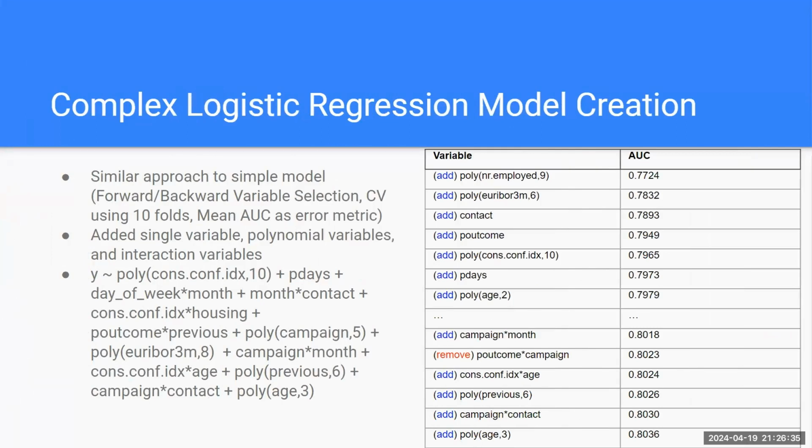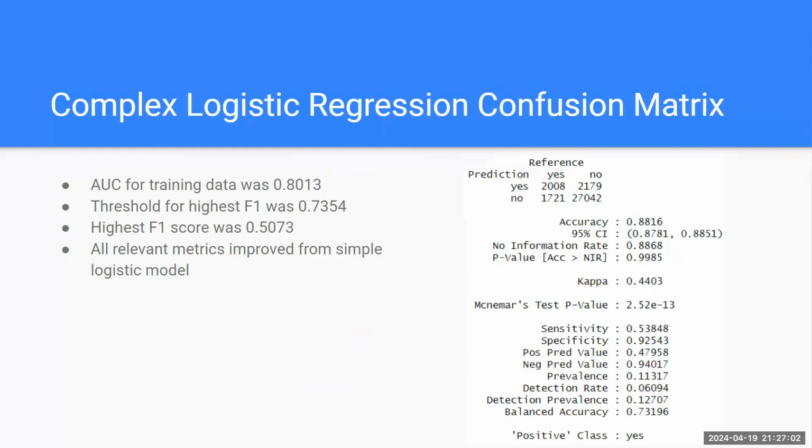For the complex logistic model, we used a similar approach, forward and backward selection, trying to maximize mean AUC for the cross-validated data sets. The final model that we chose was pretty complicated, with several polynomial terms, several interaction terms, and one single variable term. Looking at the metrics of this model on the training data, the AUC improved slightly to above 0.8. The highest F1 score improved a little bit as well, to about 0.5.